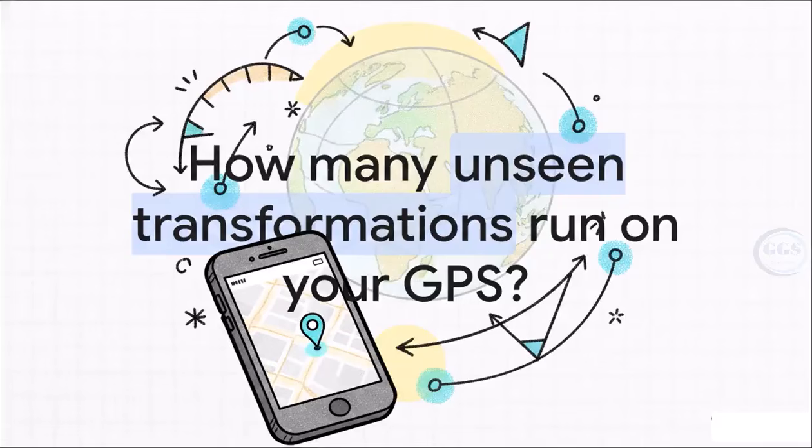It's incredible. The unseen math of the coordinate reference system is constantly working behind the scenes, giving our world its geographic meaning. Thanks for joining me for this explainer, and keep questioning the map behind the map.